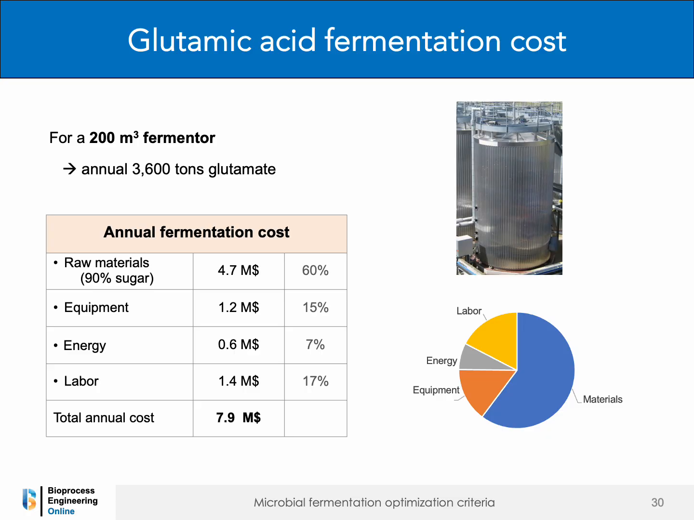The main cost contributions are as follows. Raw materials, 60% of the total cost, with sugar accounting for 90% or more of this category. Equipment utilization, 15%. Energy, 7%. Labor, 17%.